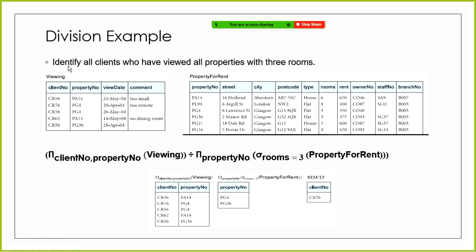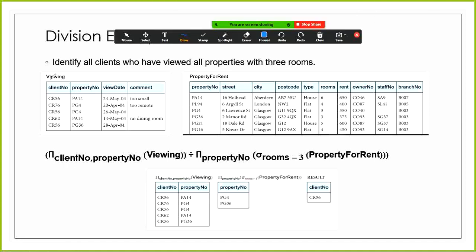Here we have a statement, identify all clients who have viewed all properties with 3 rooms. So here we have this viewing table and property for rent. We want to identify the clients who have viewed all properties with 3 rooms. So first we have to select the properties with 3 rooms. So if you see, here we have this room column and the properties with 3 rooms are this PG4 and PG36.